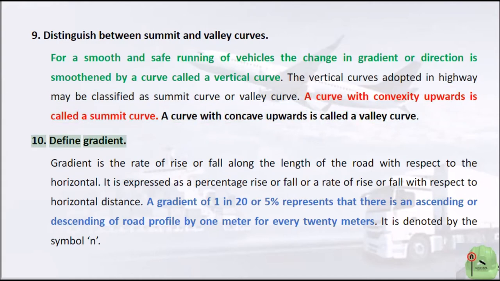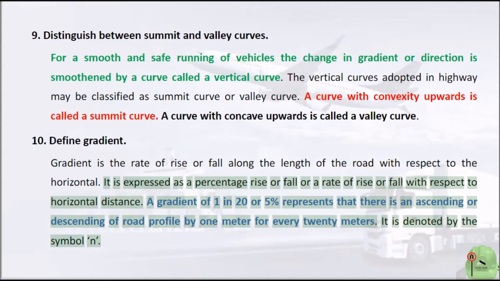Define gradient. Gradient is the rate of rise or fall along the length of the road with respect to the horizontal. It is expressed as a percentage rise or fall or a rate of rise or fall with respect to horizontal distance. A gradient of 1 in 20 or 5% represents that there is an ascending or descending of road profile by 1 meter for every 20 meters. It is denoted by the symbol N.